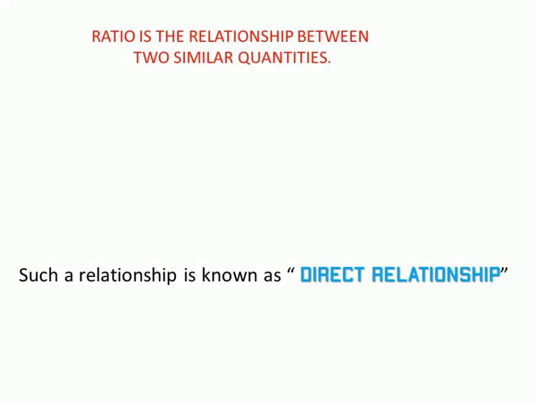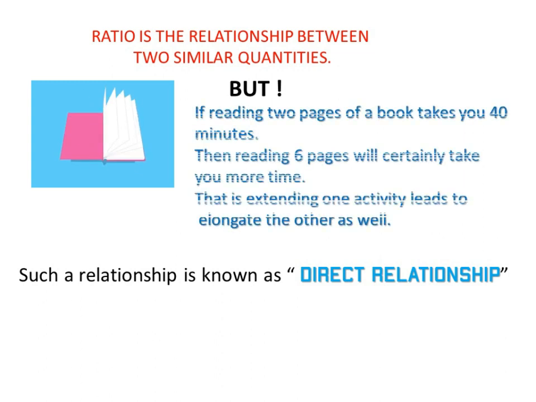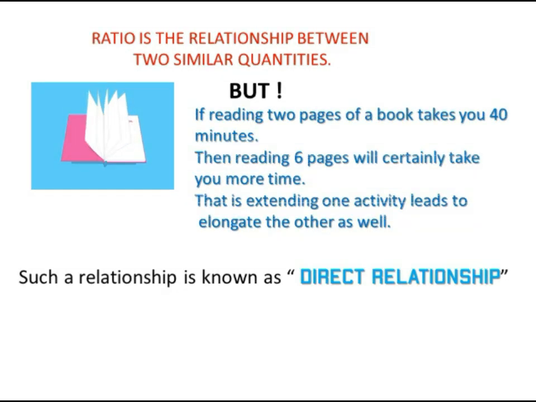There is one more example. If reading 2 pages of a book takes you 40 minutes, then reading more pages, for example 6 pages, will certainly take you more time, because more work requires more time. That is, extending one activity leads to elongating the other as well. Such a relationship is known as a direct relationship, in which an increase in one leads to an increase in the other.